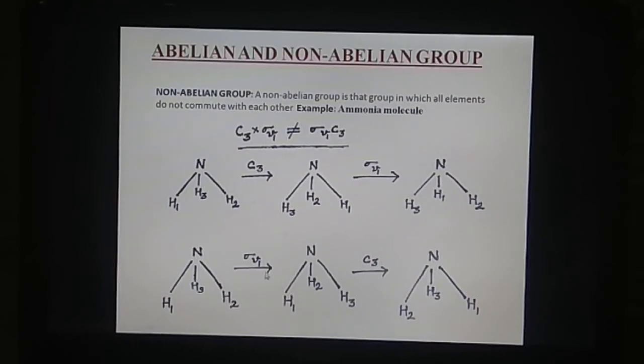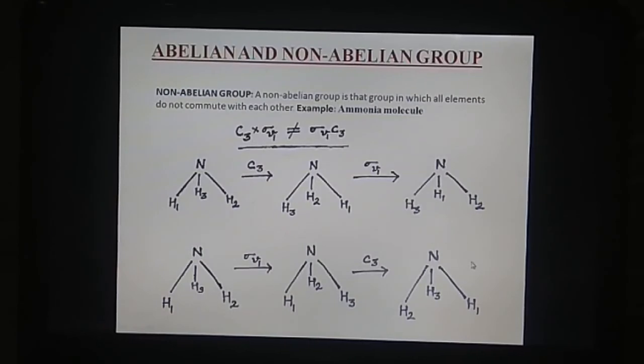Now in case 2, the order is reversed. First sigma V1 is performed. In sigma V1, nitrogen and H1 are not changing their position, whereas H2 and H3 are reflecting here. And in C3 symmetry operation, an axis is passed through the center of nitrogen. All the three hydrogens are changing their position. This way H1 is here, here comes H3 and here H2.